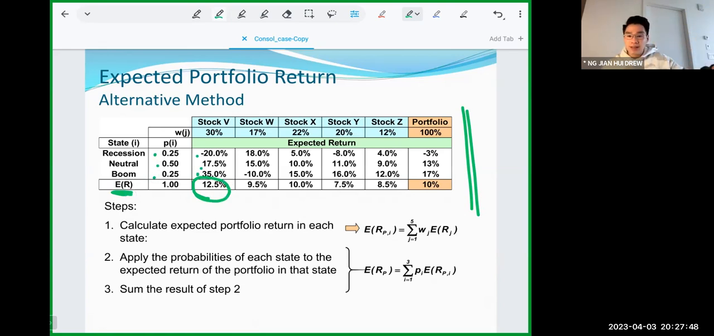Now, once we have done that, we need to do step 2. Step 2 is taking what? So I'm going to use blue now. Step 2 is taking weight times the expected return. Weight times expected return. Weight times the expected return. That's step 2. Then what is step 3? Step 3 is the sum, right? We sum everything up and we should get 10% here. So it's a summation of everything.